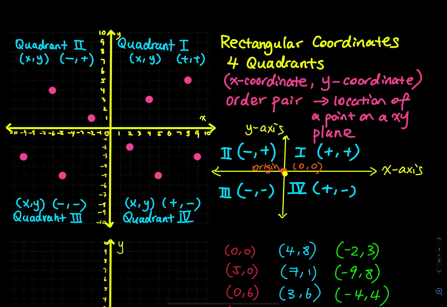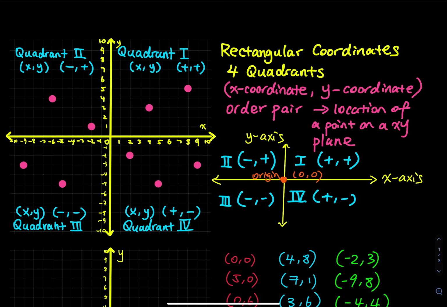This point is called the origin. The coordinate of the origin is (0, 0). That means at this point, x is equal to 0, y is equal to 0. So at the origin, we have (0, 0), which is right over here. This point we call (0, 0), and that is called the origin.